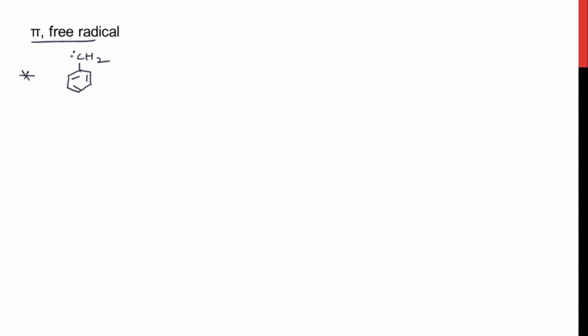So what are the conjugating positions here? This is the first conjugating position, radical. There are 3 pi bonds in conjugation. So there are 4 conjugating positions. That means 4 resonating structures you would obtain. This is the first resonating structure.